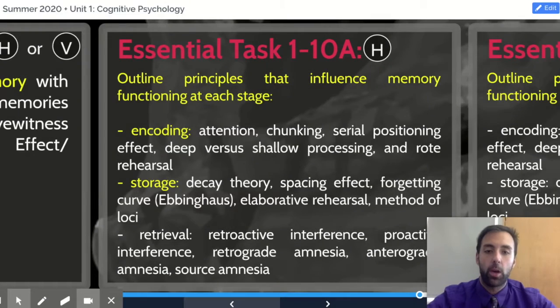In Essential Task 110, we are going to identify the various principles that influence memory at each of the stages identified in Essential Task 17: encoding, storage, and retrieval. Because Essential Task 110 is rather long, I've divided it up into Essential Task 110A and 110B.